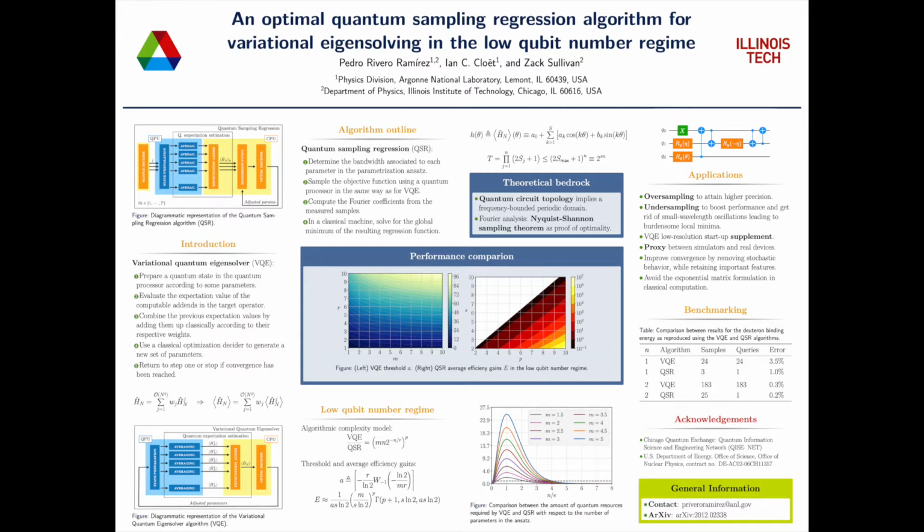Today, I'll be talking about an optimal quantum sampling regression algorithm for variational eigensolving in the low qubit number regime. So let's get started.